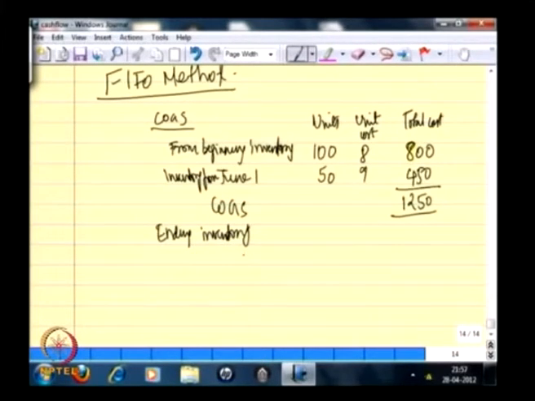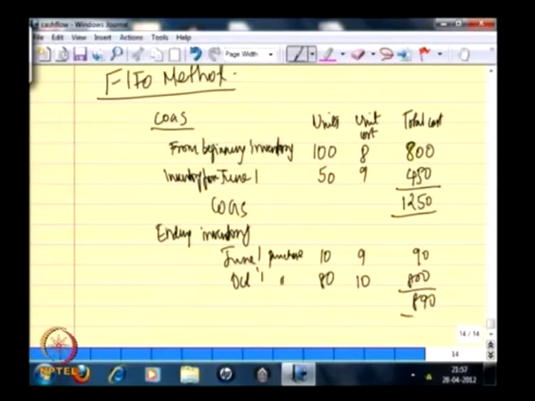I have 10 units balance from the inventory that I purchased on June 1. So, ending inventory from the June 1 purchase, I still have 10 units. From the October 1 purchase, I purchased 80 units. Now, this is still at value 9, this is 10, so it's 90, 800, 890.